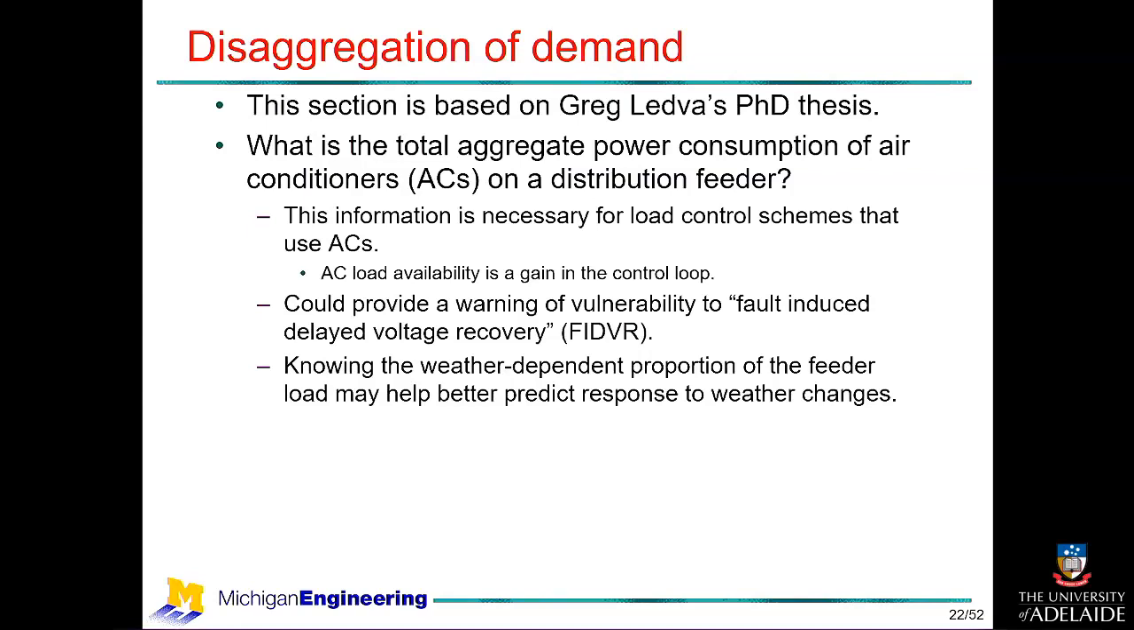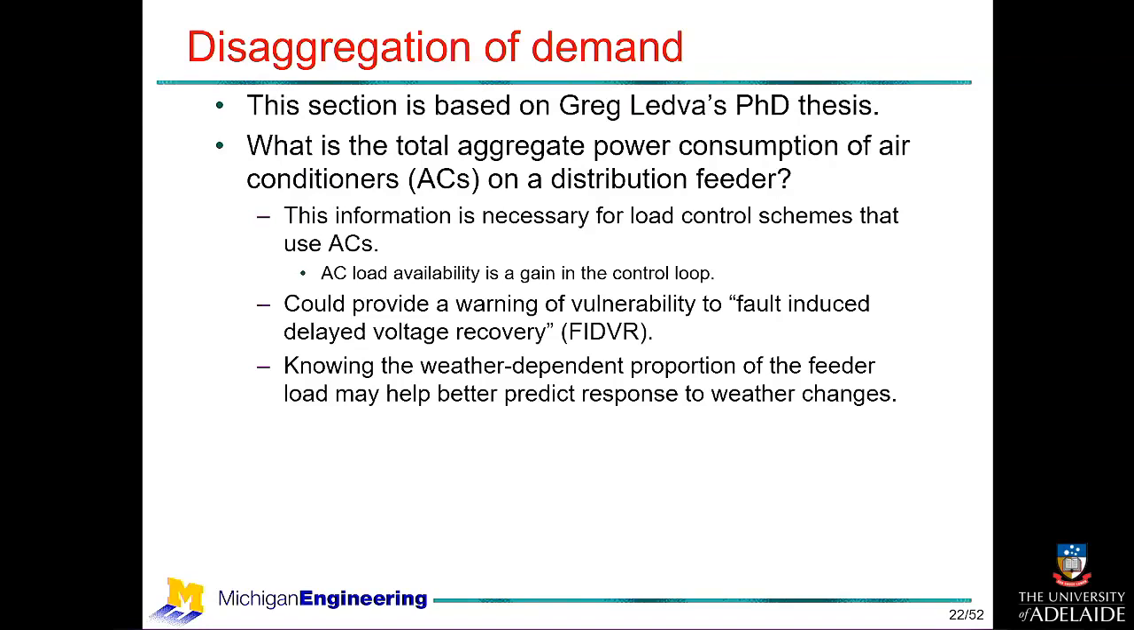Well, in another project that we're doing, we're looking at controlling large numbers of residential air conditioners to provide grid services. And so we want to be able to know, if I'm wanting to provide a control action, how much controllability is available on that feeder. As I mentioned earlier, it's the gain in the control loop.